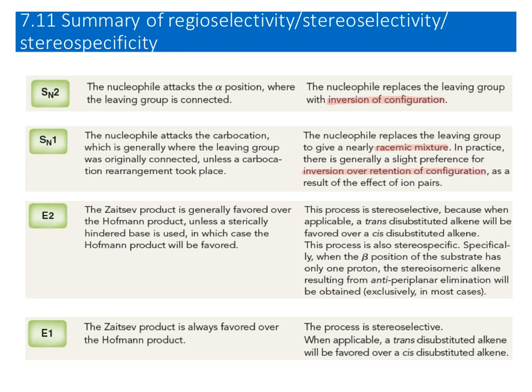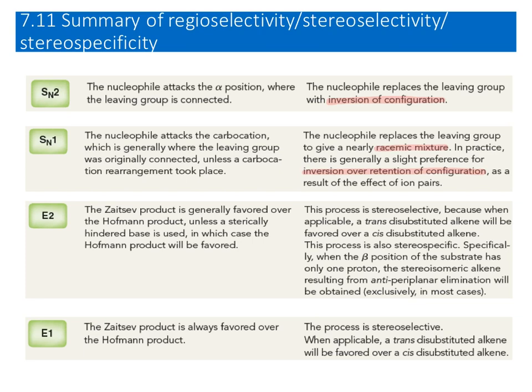Now, here is the point that we didn't discuss before. It is reported that sometimes the inversion of configuration is preferred over the retention of configuration, but we are going to skip that part for now. Just know that we are going to make a racemic mixture, inversion and retention of configuration.